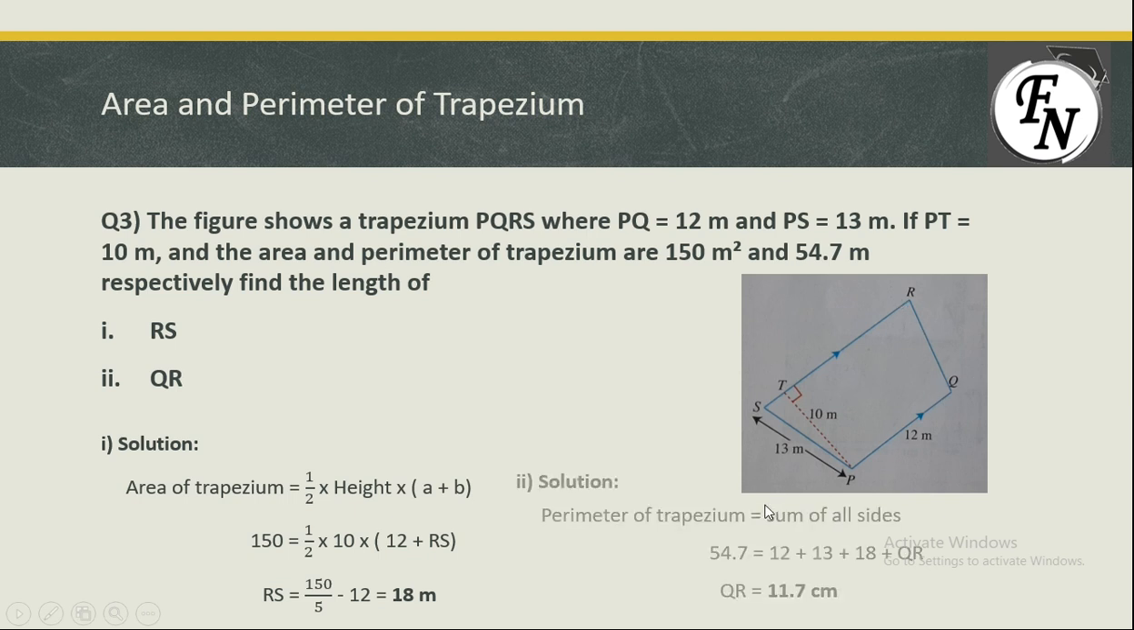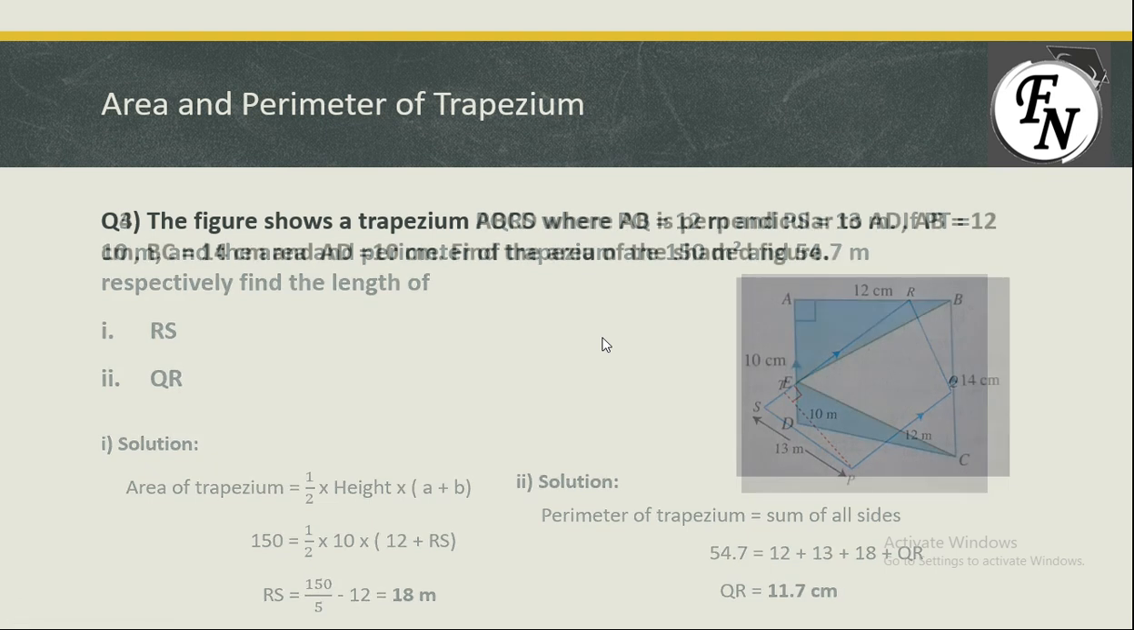So I can use the formula for the perimeter of the trapezium, and this perimeter 54.7 is equal to the sum of all the sides, that is 12, 13, and this 18, and this unknown, that is QR. So I will add these values, and it would be subtracted from 54.7 as it is adding up here, and I'll obtain the answer as 11.7 meters, which would be the length of QR. So let's talk about one more question.